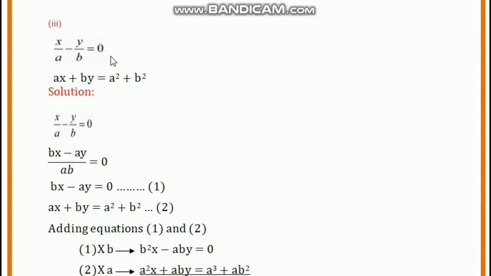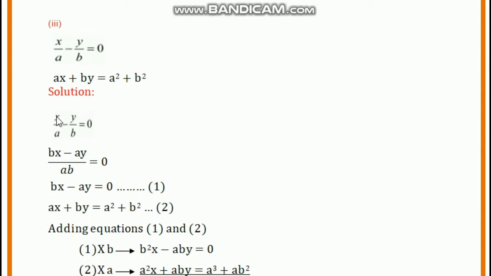Students, let's discuss exercise 3.7, 7th problem, third subdivision. So the question is x divided by a minus y divided by b equal to 0. So this is the first equation. Second equation is ax plus by equal to a square plus b square. And see the first equation. First equation contains the denominator as a and b. So first we need to remove these two. Okay, then only we can find out the solutions without difficulties.